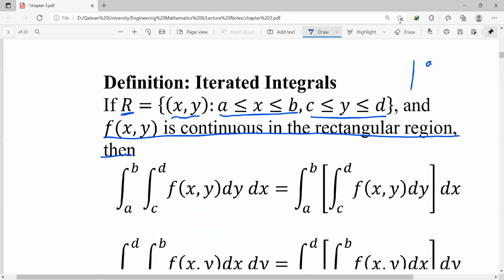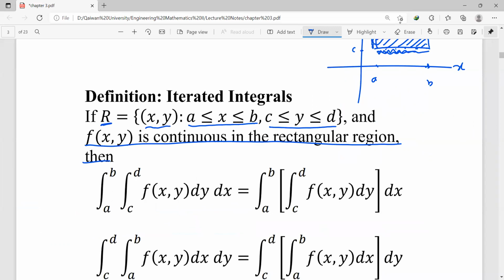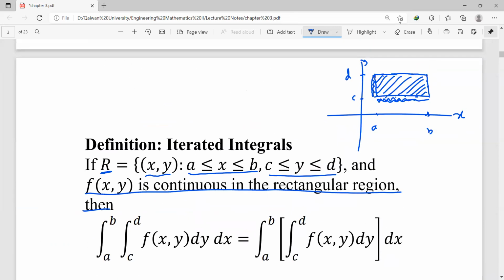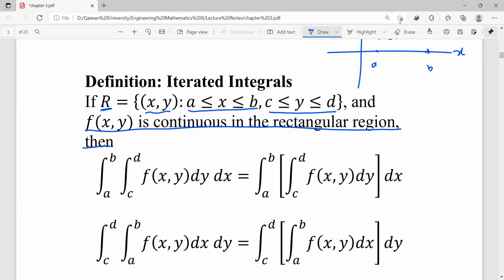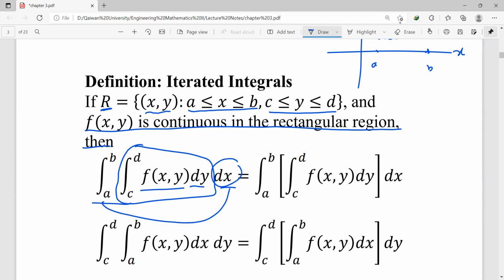And we say the area of this region, the area is the double integral of f of xy dy dx. The first integration is for y, and the second integration is for x.